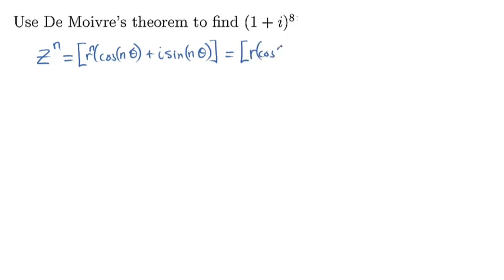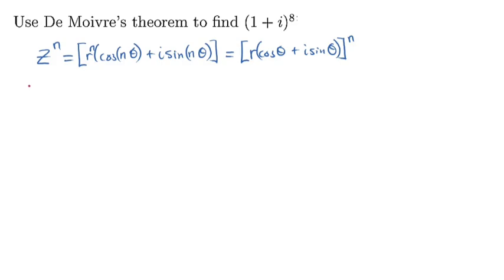which is the same as (r(cos θ + i sin θ)) raised to the power n, like this. So this is what the theorem says. So first of all, what we're going to do is find the magnitude, which is the modulus, as well as the argument of this complex number.